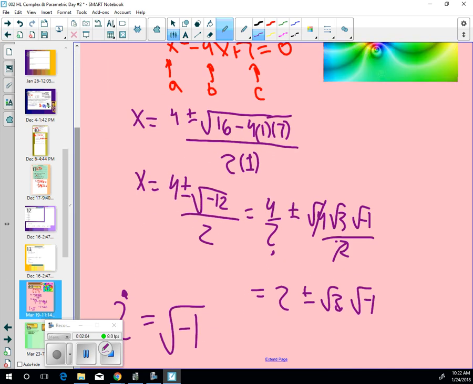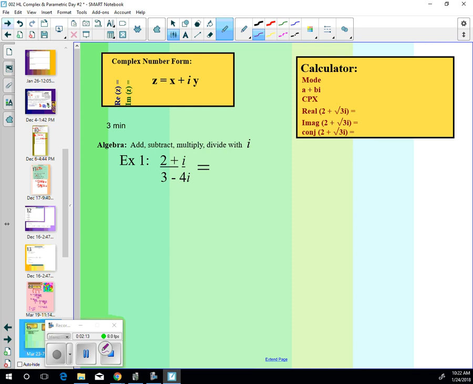Oh, I just solved it for the quadratic formula. And this is why we have the square root of negative 1. This is why. It's one of the results. Now, what can you do with these i things?